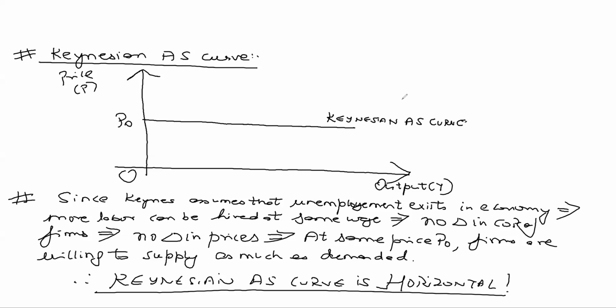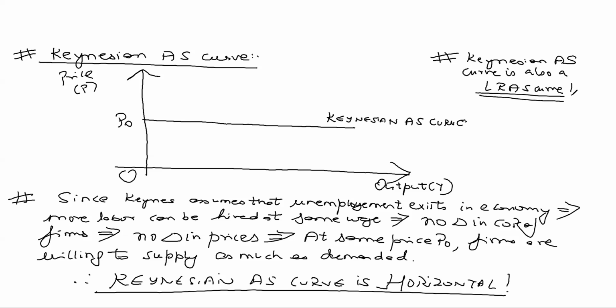Okay, now let's move on to the impact of fiscal and monetary expansion on the classical and the Keynesian AS curve. Also, one more thing, students, the Keynesian AS curve is also a long run aggregate supply curve. So both the classical aggregate supply curve and the Keynesian aggregate supply curve are long run aggregate supply curves.